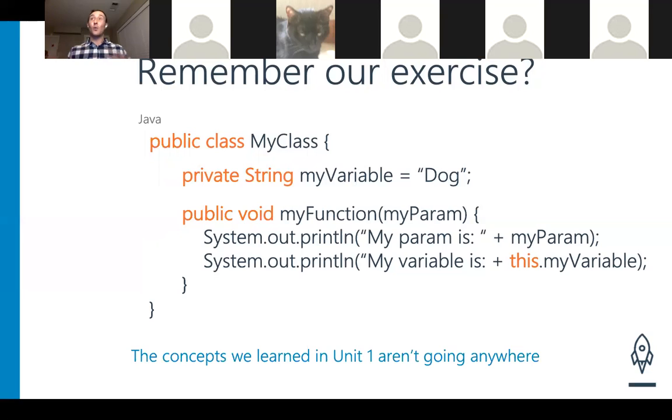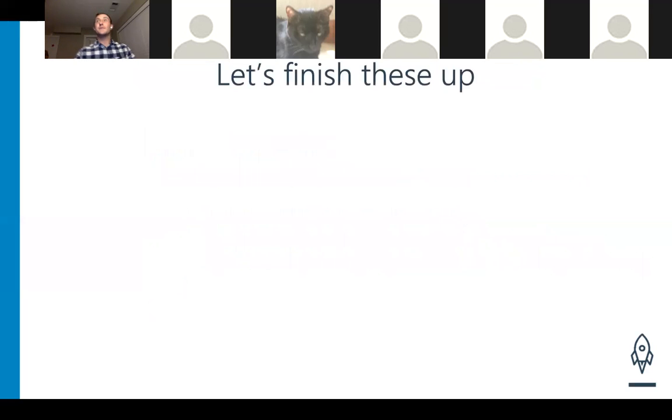So that's why I'm pointing out that the concepts that we have learned in Unit 1 are not going anywhere. They are staying right here. Everything from Unit 1 is just going to be translated over into Unit 2. Of course, there's some different rules that we have to follow, but still those basic knowledge things about coding are still there. So let's finish this up.